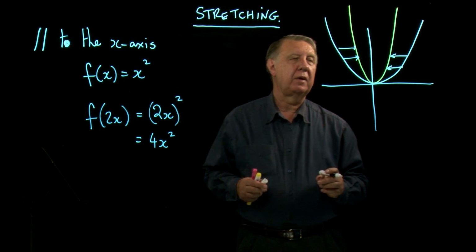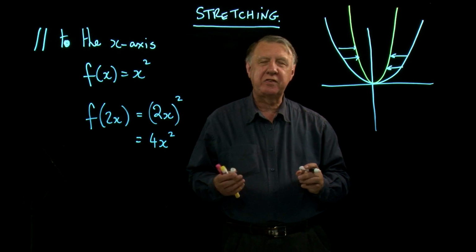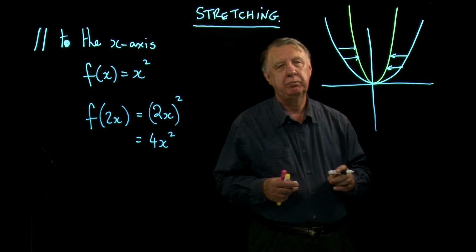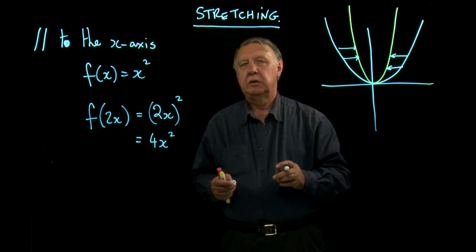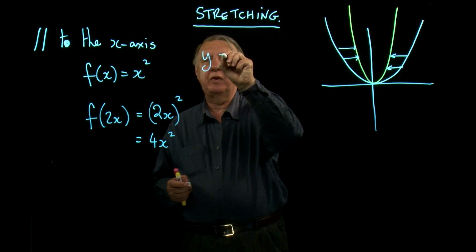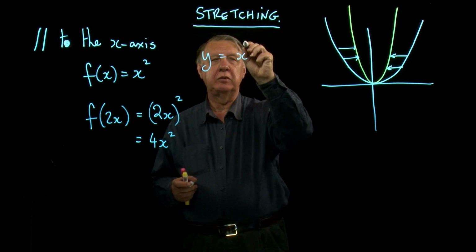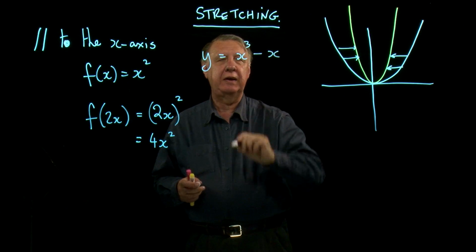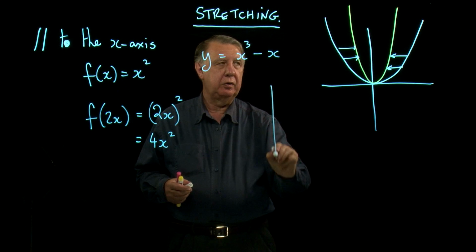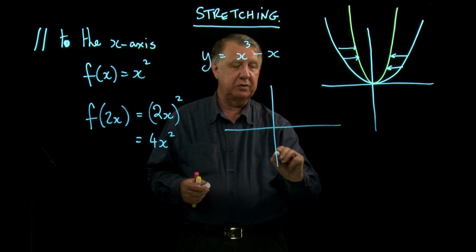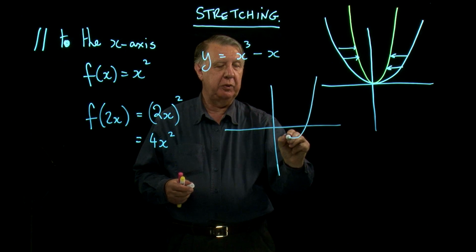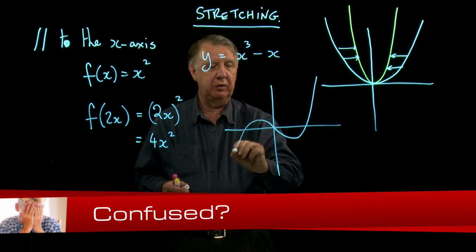Now, this is why the graph of x squared is not a particularly good example. If we were to try it with x cubed minus x, and I asked you to draw that, it would be a cubic that does that.